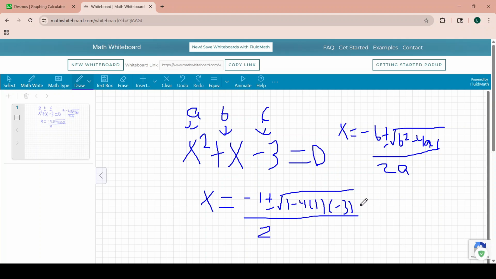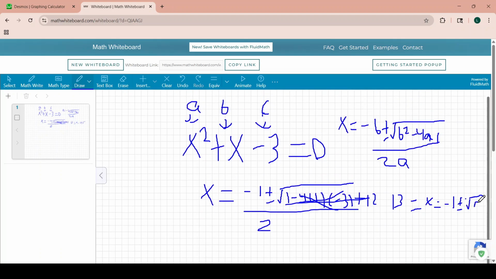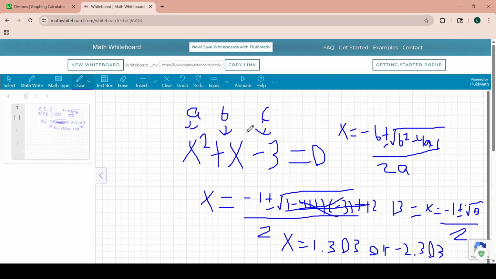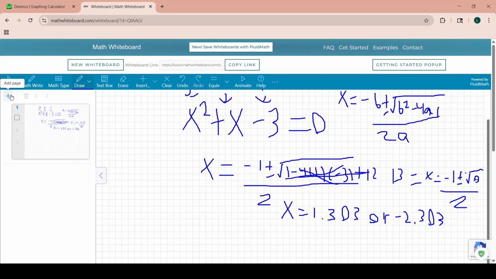But you can see that this right here is negative 4 times 1, which is negative 4, times negative 3, and a negative times a negative is a positive, so this is positive 12, and 1 plus 12 is 13. So we get x equals negative 1 plus or minus the square root of 13 all over 2. We can use some graphing utilities to get approximate values for x, which I believe I have as x equals 1.303 or x equals negative 2.303. And so that's how we use the quadratic formula to solve something that we can't factor right away. So let's do another one, just so we can reinforce what we're doing.